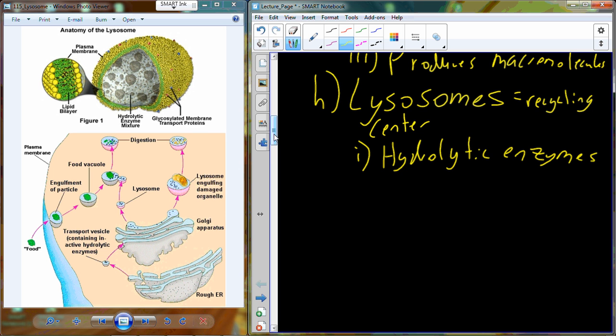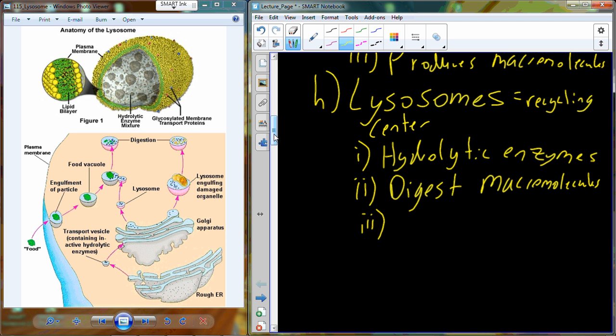What are hydrolytic enzymes, by the way, somebody? Yeah, it's an enzyme that uses the hydrolysis reaction, water, to break the bonds. So those hydrolytic enzymes are going to be involved in the digesting of worn out, no longer in use macromolecules.